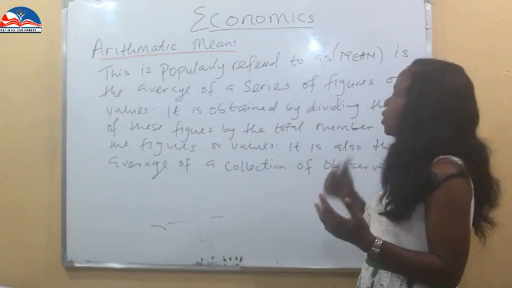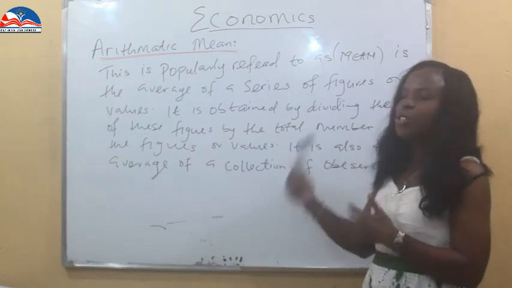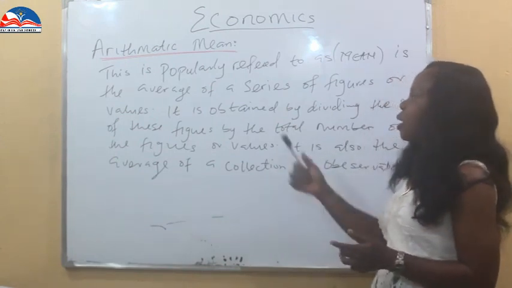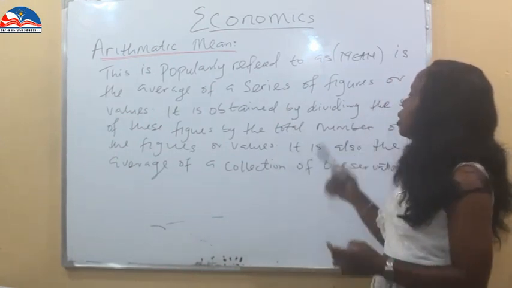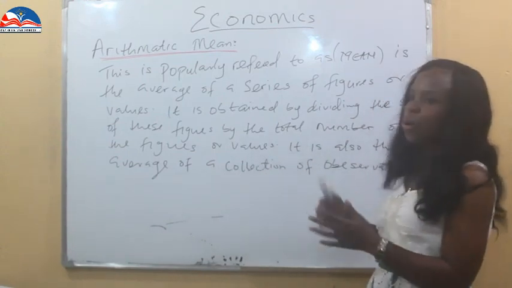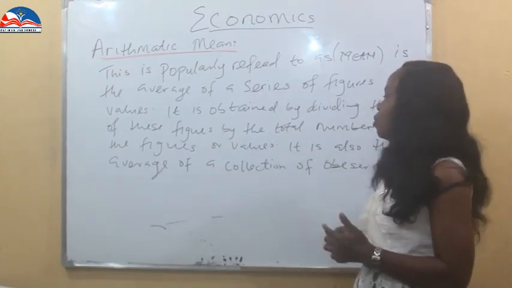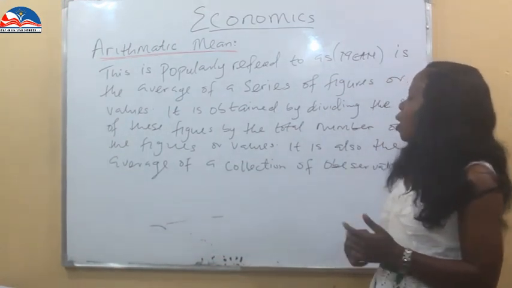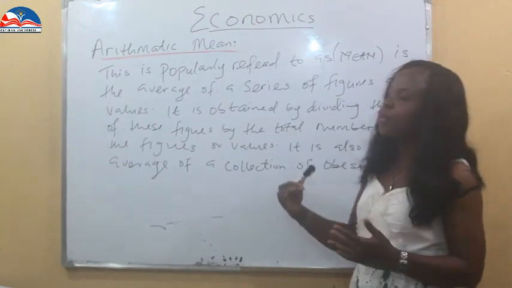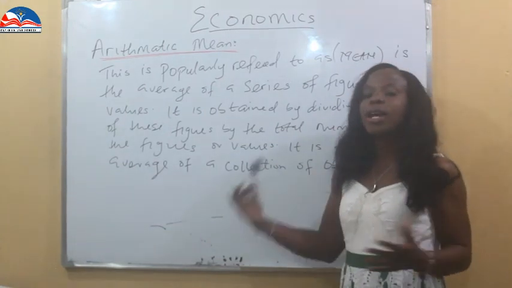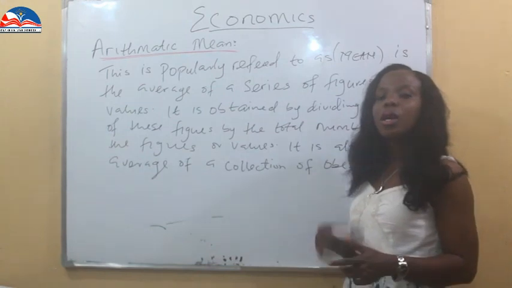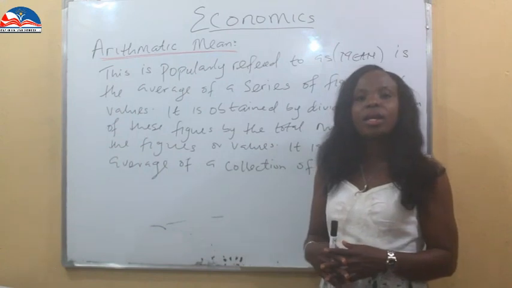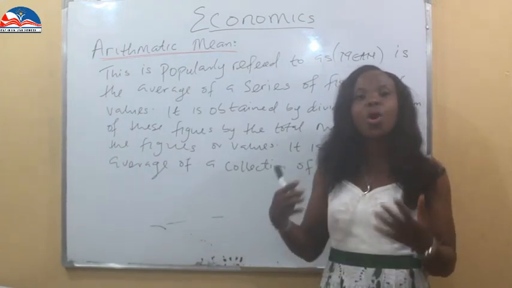So, a mean is the average of a series of figures or values. It is obtained by dividing the sum of these figures by the total number of the figures or values. It is also the average of a collection of observations. When I take some examples, you are going to understand what I mean by this. It is arithmetic mean, and sometimes it is called mean.